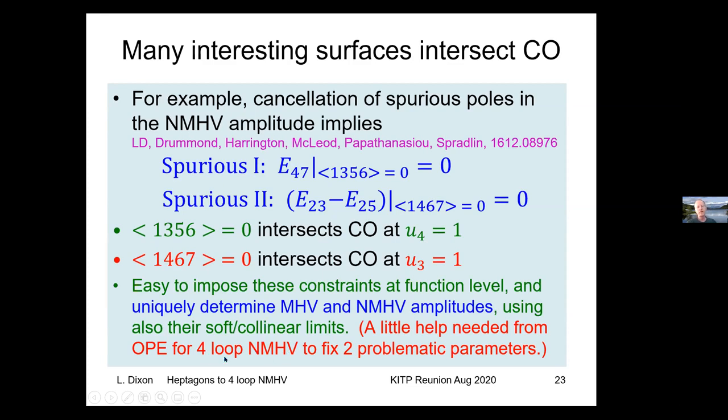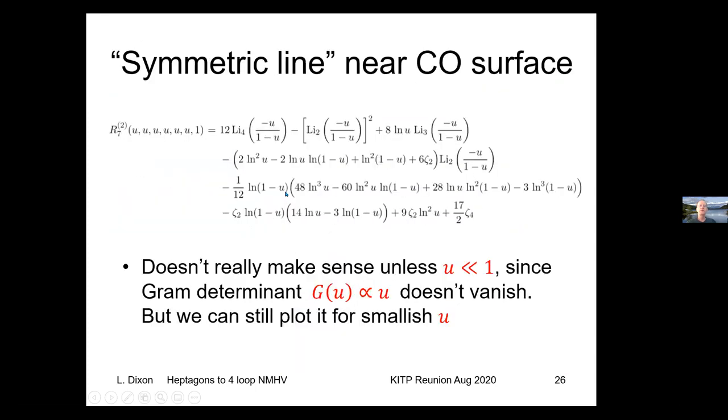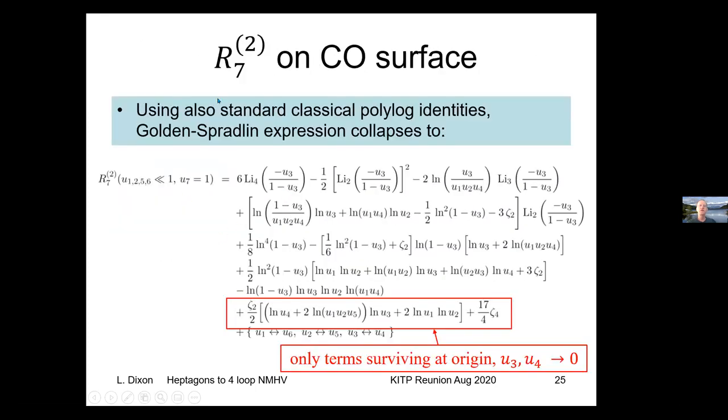Now, in fact, four-loop NMHV was a little bit of a surprise in that when you went beyond the symbol level, there were 2 problematic parameters, but we could fix them with a little help from the OPE limit. I'm going to skip through this because things are getting a little short. This is the remainder function on the CO surface, and it was worked out by Golden and Spradlin in the entire space. And when we go onto the surface, we find complete agreement with the Golden-Spradlin expression, which actually collapses to classical polylogs in this limit.